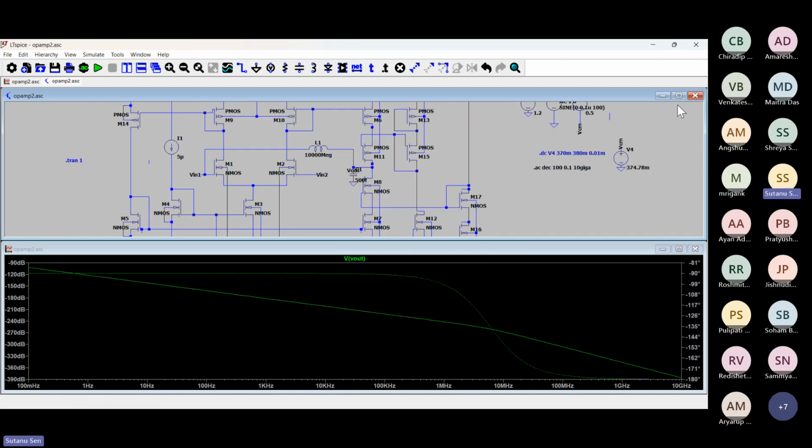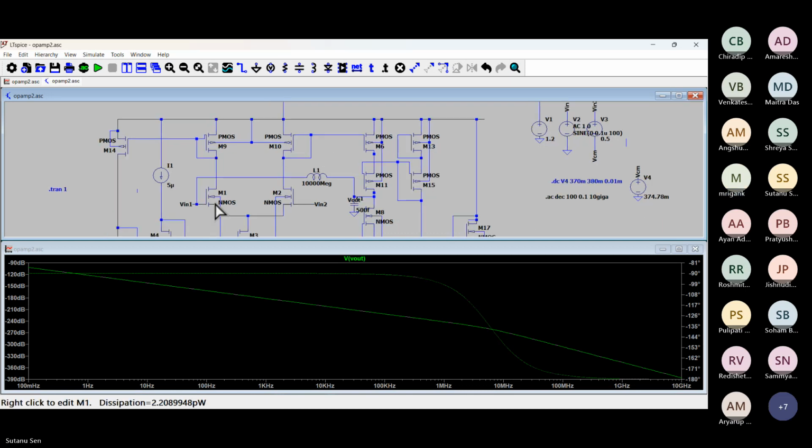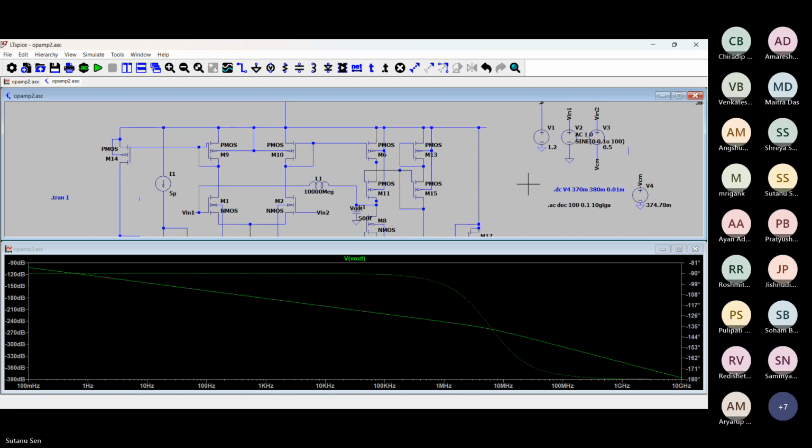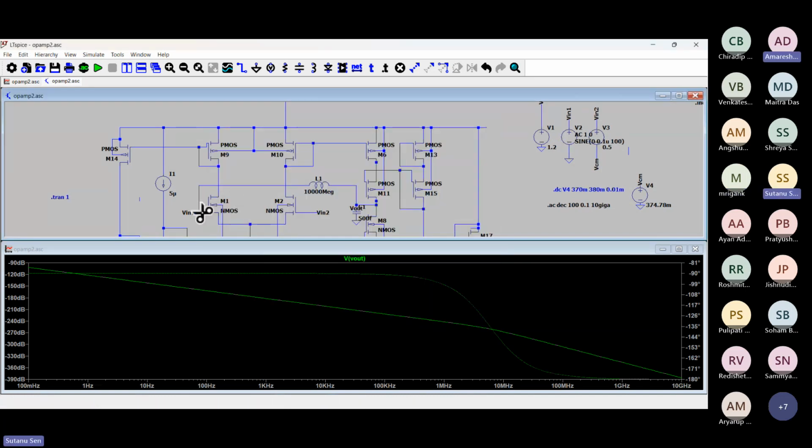So maybe some problem is occurring. What is the DC of V in 1? Did you remove it? Yes, sir, I removed the V in 1 DC. It's purely an AC signal now. No, you remove that signal also. There is no signal at V in 1. Okay, sir, I'll remove all signals then. I'll just delete this.